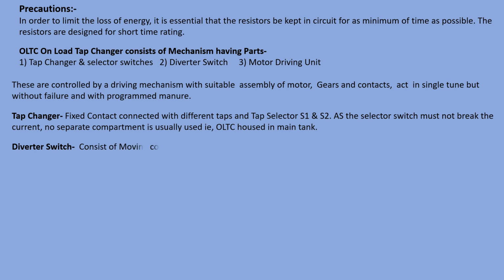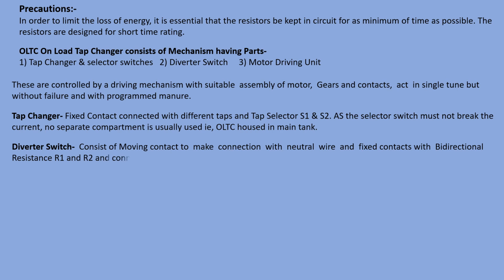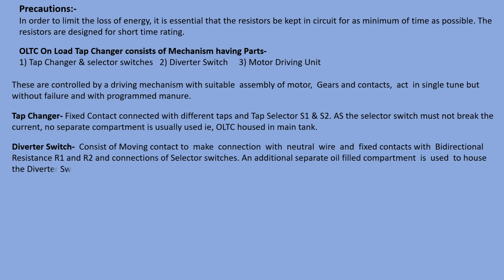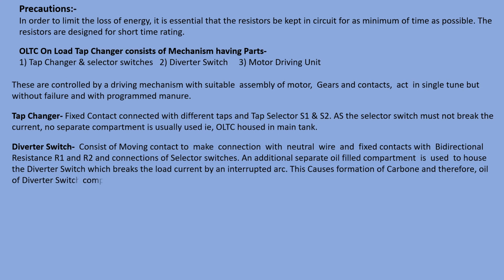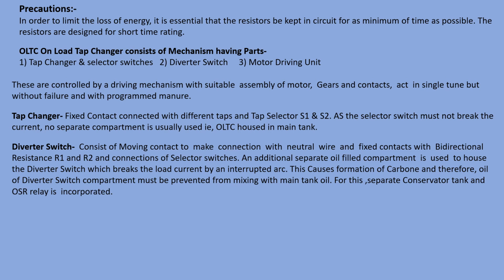Diverter switch consists of a moving contact to make connection with the neutral wire and fixed contacts with bidirectional resistances R1 and R2 and connection of selector switches. An additional separate oil-filled compartment is used to house the diverter switch, which breaks the load current by an interrupted arc. This causes formation of carbon, and therefore oil of the diverter switch compartment must be prevented from mixing with main tank oil. For this, a separate conservator tank and buchholz oil surge relay is incorporated.